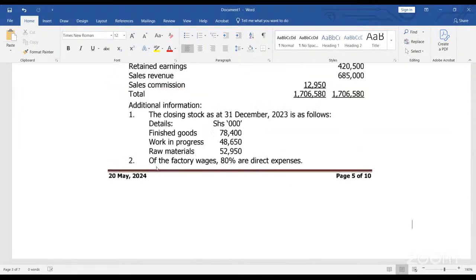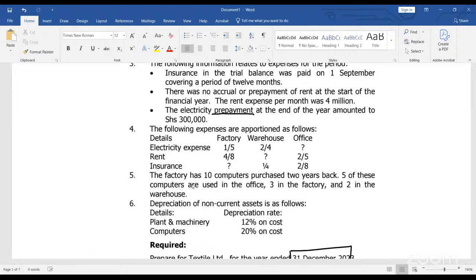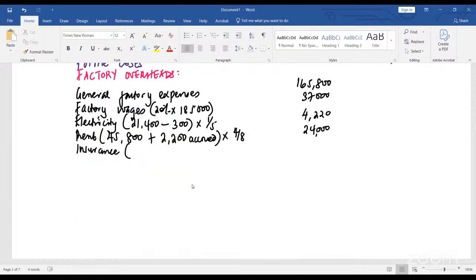How much did they pay? Insurance, they paid 24 millions. So I'll come here and say 24 millions. The 24 million they have paid is for a period of 12 months. Don't forget. It's for a period of 12 months.